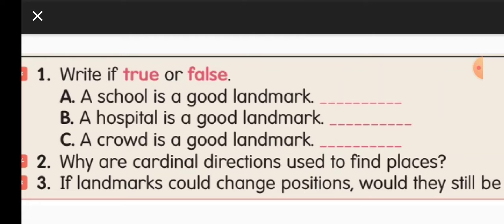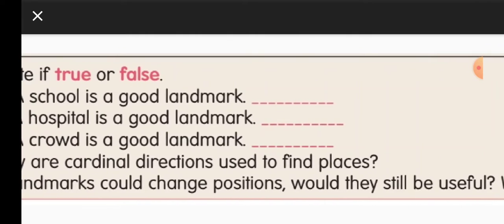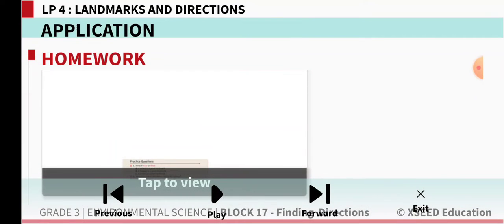Third question, if landmarks could change positions, would they still be useful? And why? You should give the reason. Okay. No, they won't be useful because it will be difficult to tell people how to find places without fixed points. Okay, if the landmarks change their places, then you can't give the directions or you can't take them as fixed points, right? So, do read the lesson once again, underline new words, complete your work.